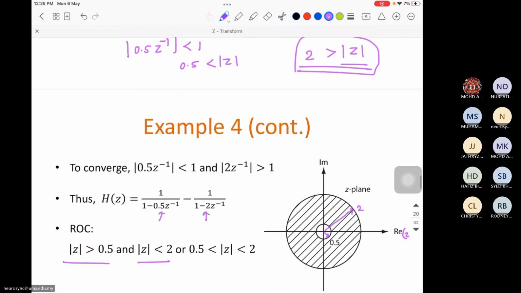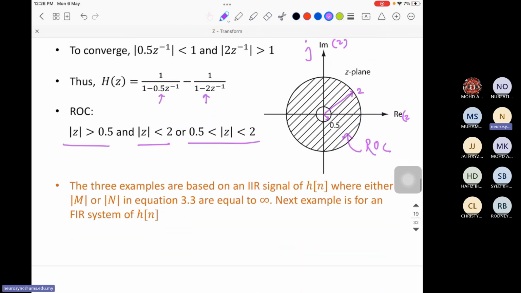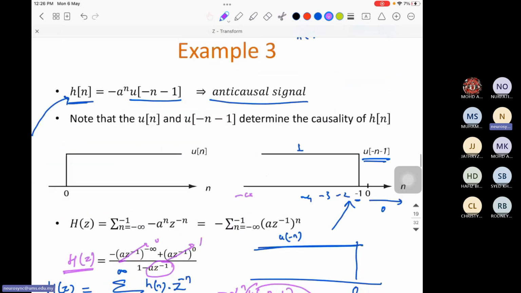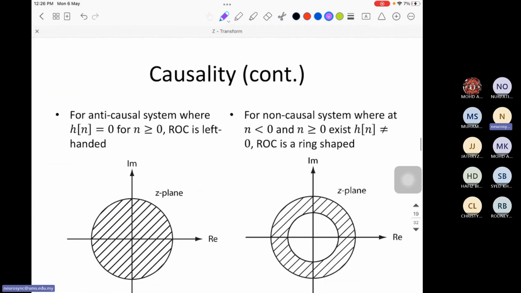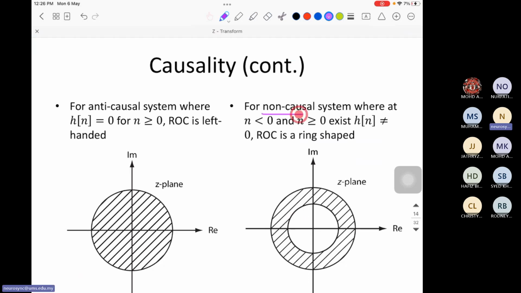So the region of convergence is between these two circles. So z has limits from 0.5 to 2. Okay, so if we are getting this ring type structure, in that case the system is non-causal. The system will be non-causal for this.